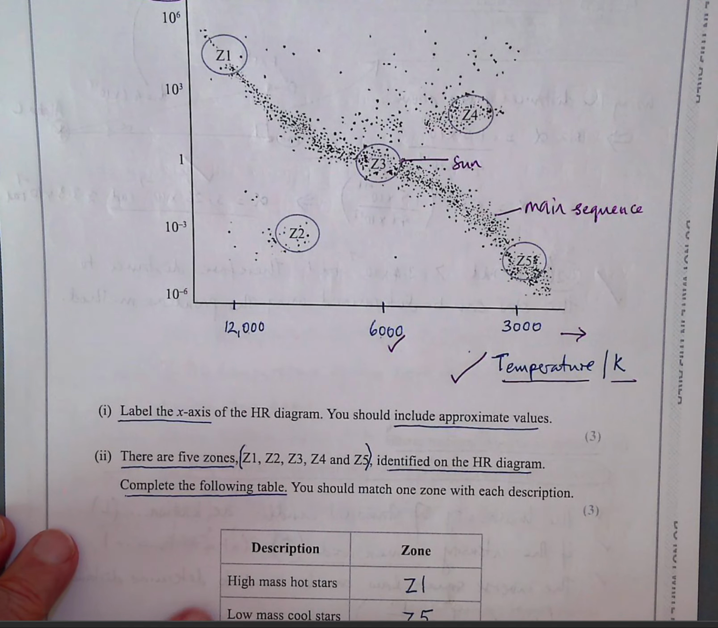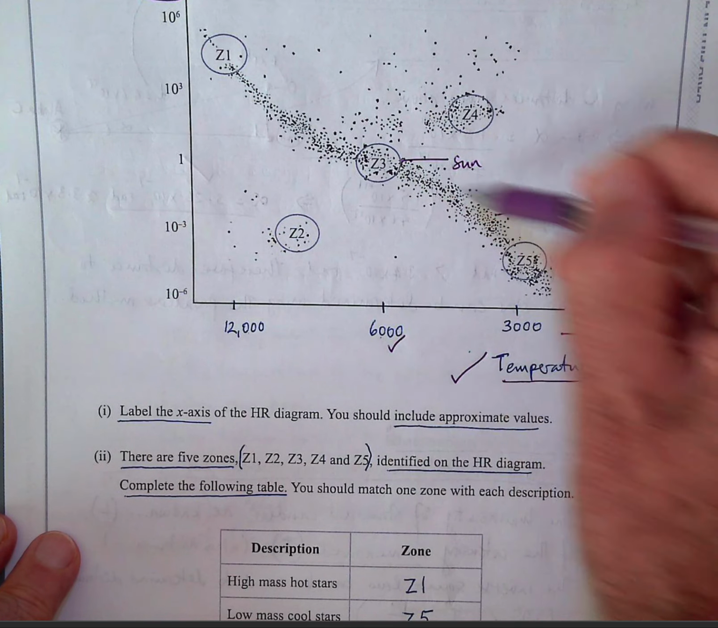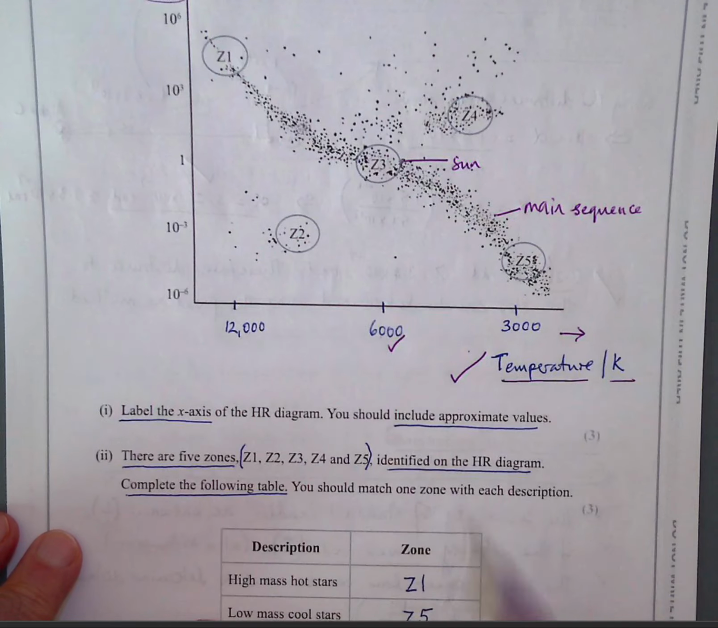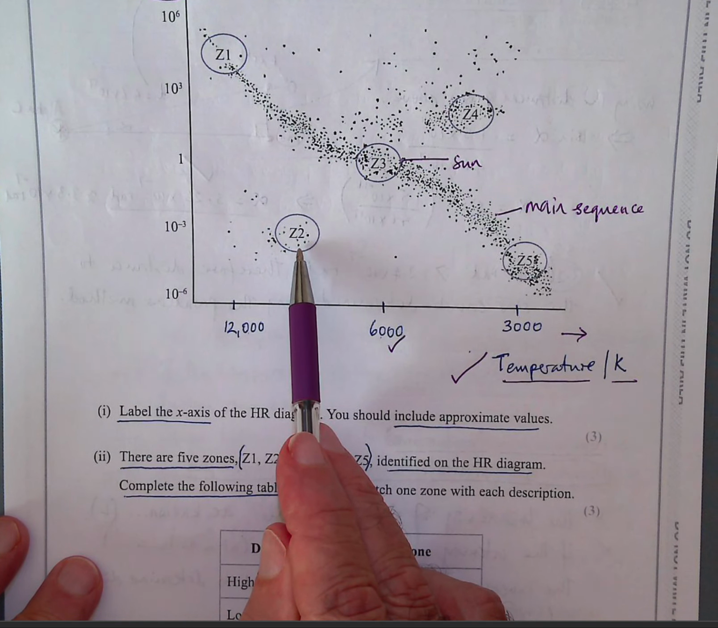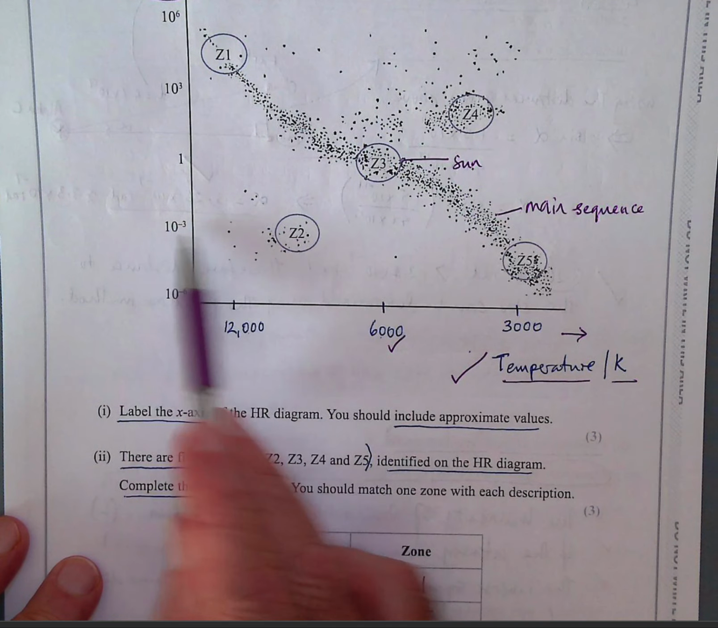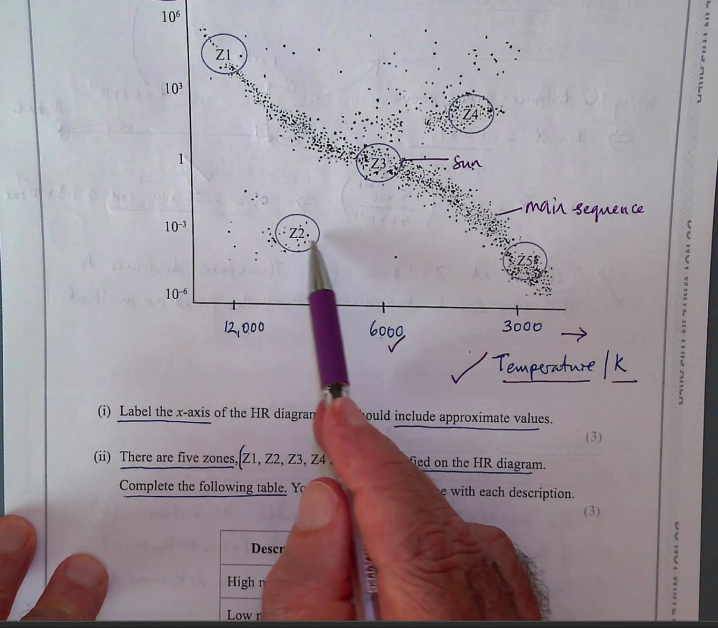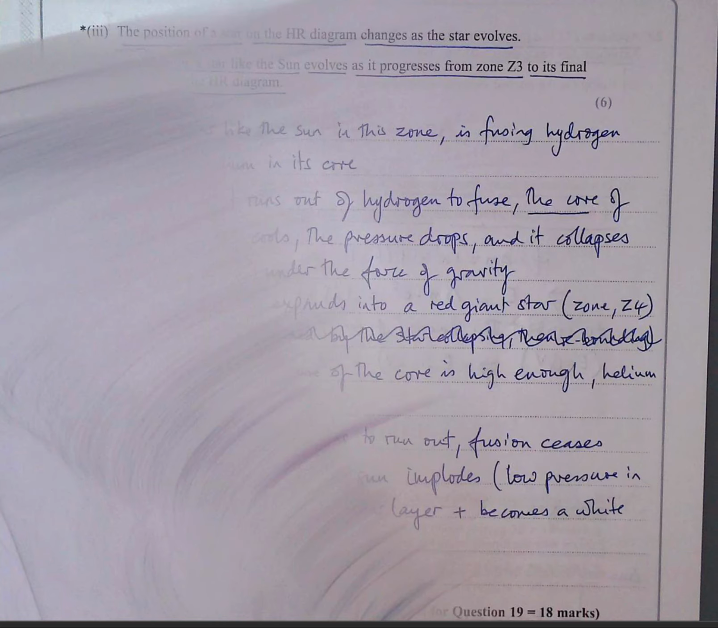All right, so low mass, cool stars, I've put Z5. Low mass, as we said, this is lower mass, cool stars. These are the coolest, so I put Z5. These are the hottest. And then low mass hot stars, Z2. Low mass, and hot, because they're still quite warm, but they are still cooling down. So as they cool down, they'll move back this way, okay? All right, so that's how you do that question.